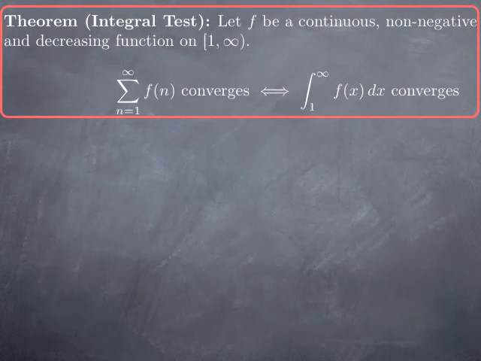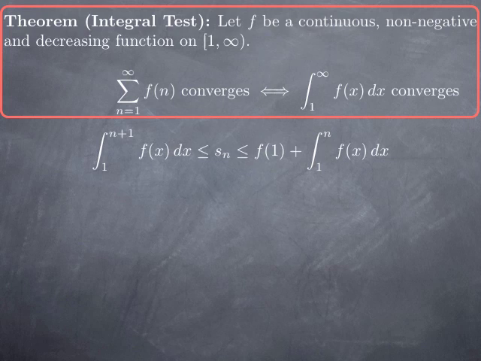Now, rewriting this under the form of a theorem that we will refer to as the integral test, we assume that we have a function f that is continuous, non-negative, and decreasing on the interval from 1 to infinity, and in that case the series of general term f of n converges if and only if the integral from 1 to infinity of the function f converges. When you apply this integral test, you will have to verify these assumptions that the function is continuous, non-negative, and decreasing on the interval you're considering.